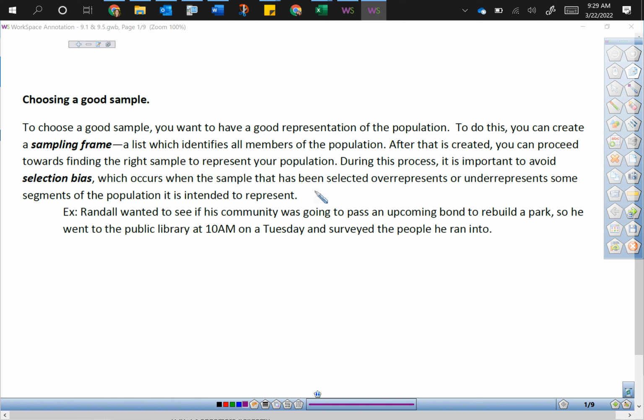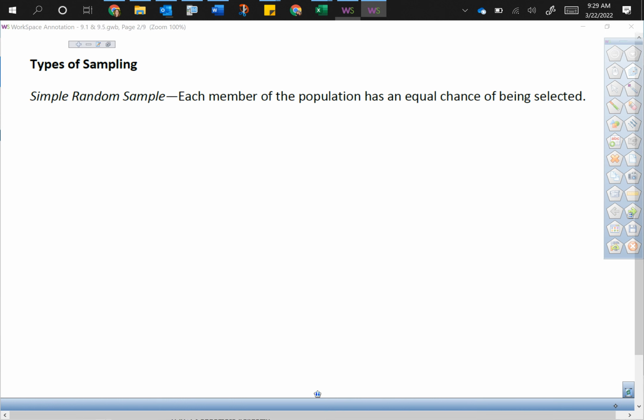We're going to talk about different types of sampling. The first type of sampling that we're going to talk about is simple random sampling. That is when each member of the population has an equal chance of being selected.